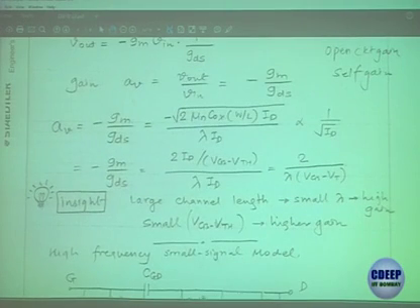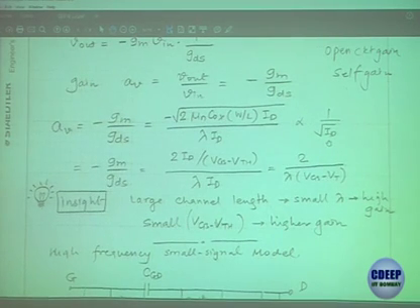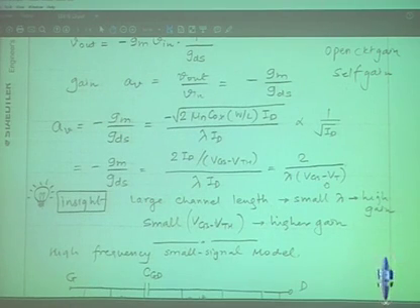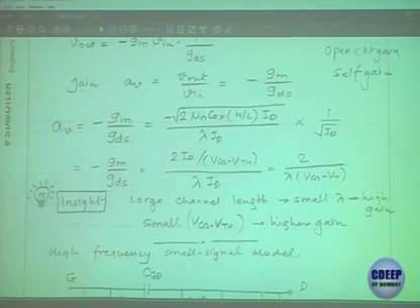One of them shows that the gain is proportional to 1 over square root of ID. And the other one shows it's 2 divided by lambda times (VGS minus VT). So what this tells you is that if you have large channel length, then you'll have small lambda, and then you will get high gain. And small VGS minus VT also will give you high gain. So, if you have small VGS minus VT, what does that mean? That means your W by L is pretty high, that is what it means.